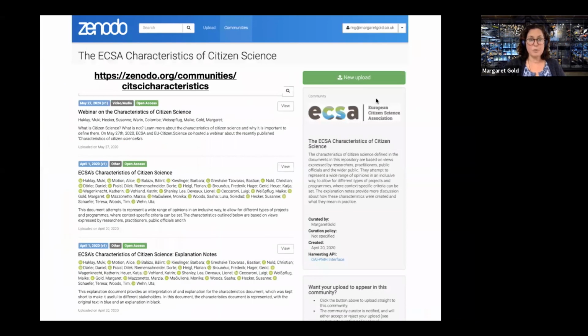Where the outcomes of this work are starting to be shared is on this Zenodo repository. I'll make a link for this webinar as well, so people have more background materials around the work. You'll see there are two main documents. There's the characteristics, those five characteristics I just described, worked out in greater detail in the first document. Then there's an explanation notes document about how we came to that boiling down of the five areas. So please do take note of that Zenodo link and have a look at those characteristics.